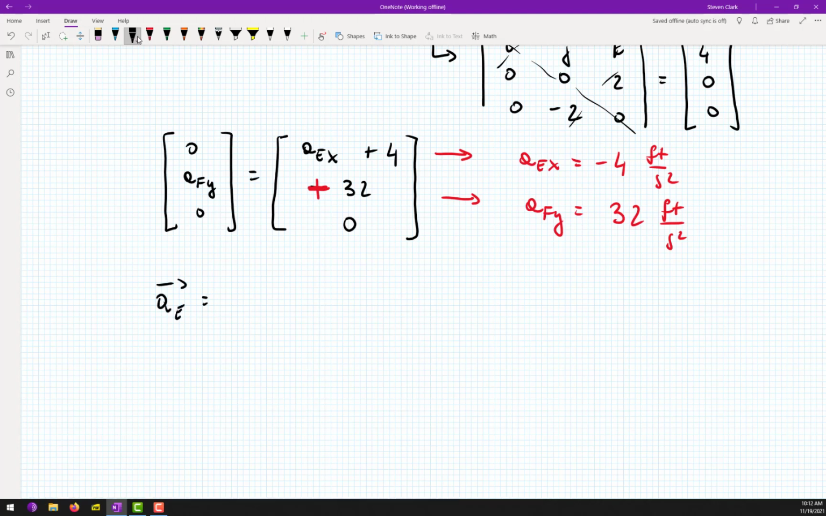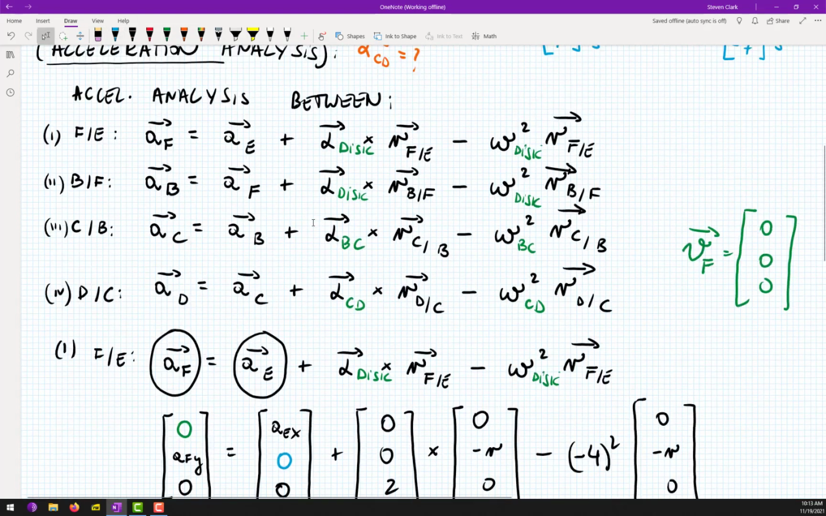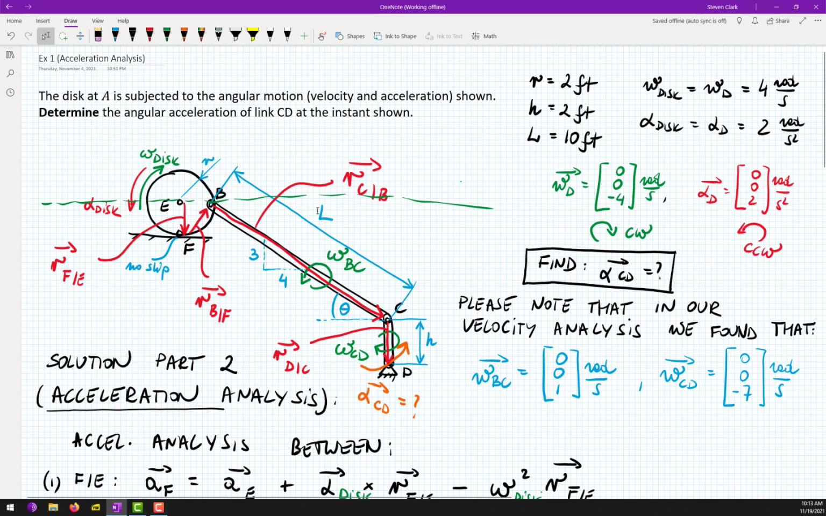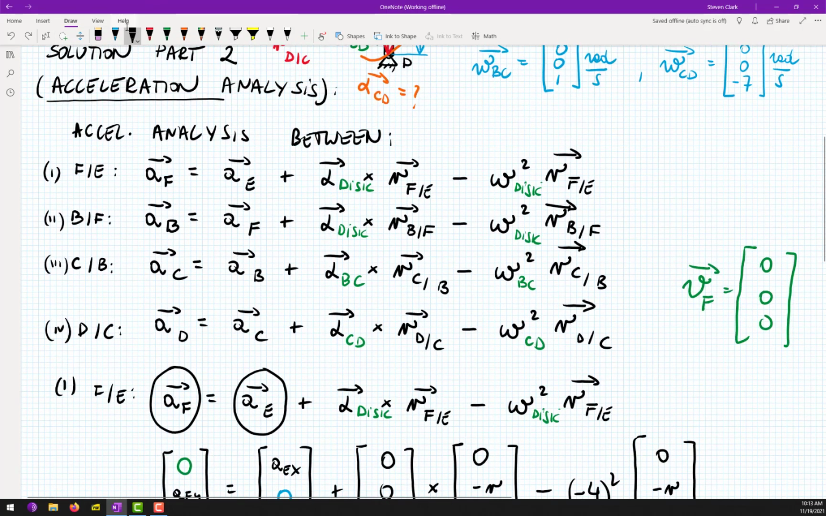AE will be minus 4, 0, 0 feet per second squared, and AF will be 0, 32, 0 feet per second squared. As you can see, Scott, it's not 0, 0, 0. It's actually easy to explain. You probably already see it. This point F must have centripetal acceleration towards the center of the circle. Perfect. Okay, so we're done with the first part of the problem.